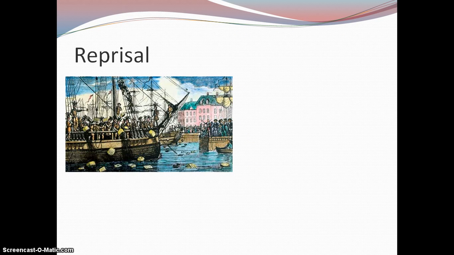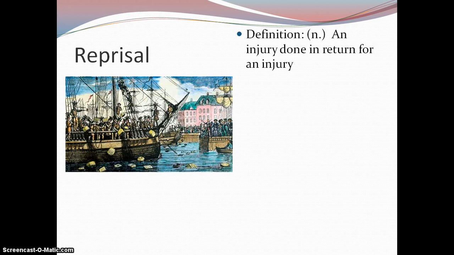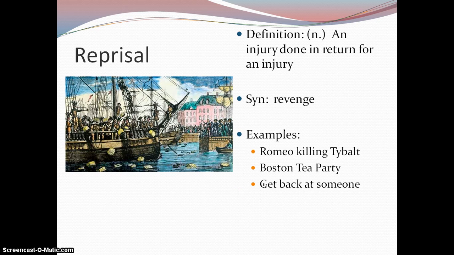Reprisal. Okay, so reprisal means an injury done in return for an injury. So reprisal is revenge, sort of. You hurt me, I hurt you, as a form of reprisal. If we think about Romeo kills Tybalt because Tybalt kills Mercutio. So Tybalt kills Mercutio, Romeo as a reprisal kills Tybalt. He's trying to get back at him.